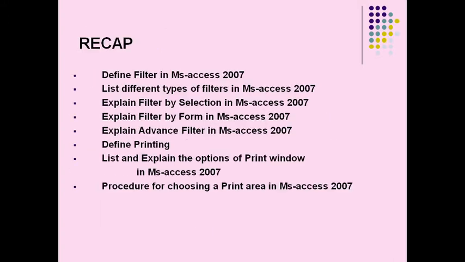In yesterday's class, we discussed the topic of filters in Access 2007. We have seen how to define a filter, what the different types of filters are, filter by selection, filter by form, and advanced filter. We also saw what printing is, how to define printing, what the options of the print window are, and the procedure for choosing a print area in MS Access 2007.